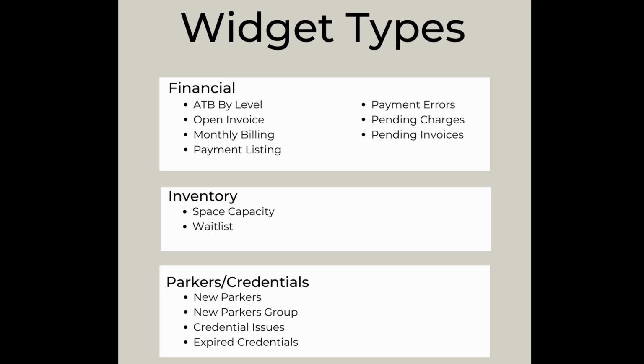Among the inventory widgets are the Space Capacity tool that displays parking spaces in use and those that are available for sign-up at a location, as well as the Waitlist tool for parkers who have requested to wait for available parking at locations that have reached capacity.